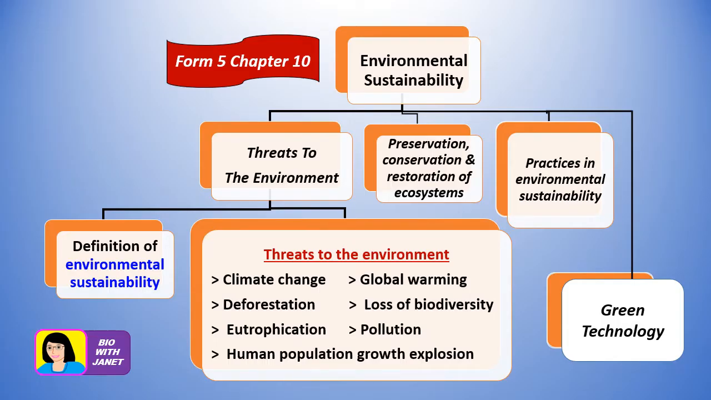Right, so first of all, let's look at the concept map for this topic, Chapter 10, Environmental Sustainability. So there are 4 main parts to it. Firstly, threats to the environment. Secondly, preservation, conservation, and restoration of ecosystems. Thirdly, practices in environmental sustainability. And fourthly, green technology, which is a new section here, right?